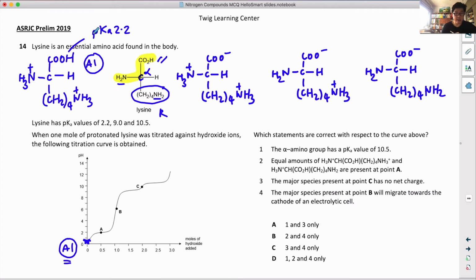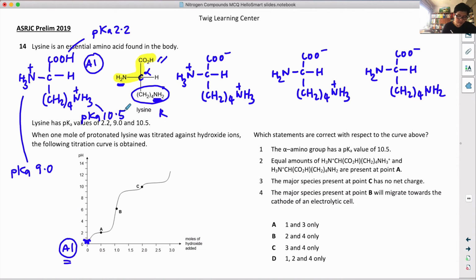So the next most acidic group is this one here, the conjugate acid of the amino group on the main chain. This one we know, which I went through already, has a pKa of 9.0. The next most acidic is the R group, this NH3 plus, the weakest acid. So I'm going to write down pKa 10.5.